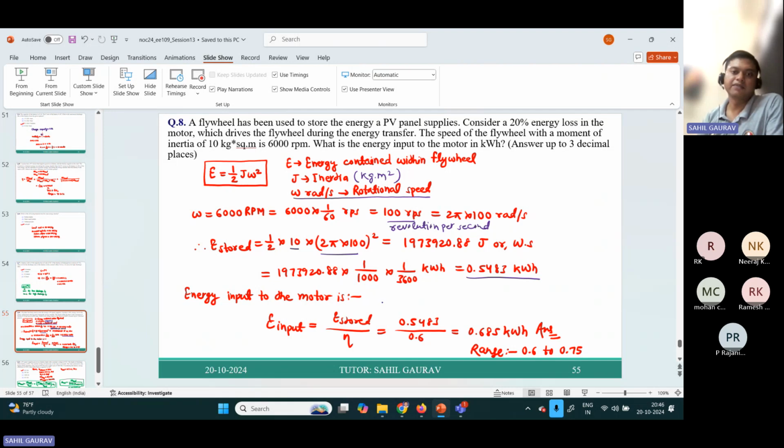So this is the stored energy inside the flywheel. So what is the energy input to the motor? So we have to divide with efficiency.